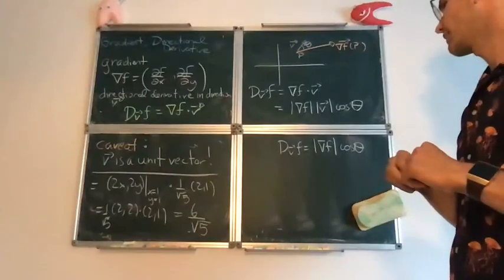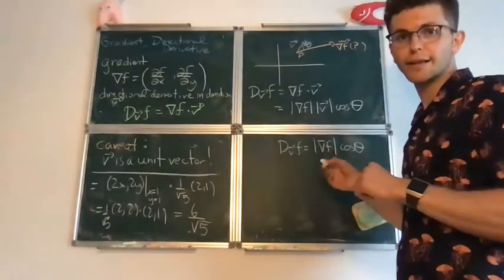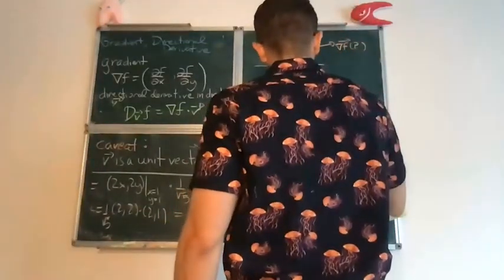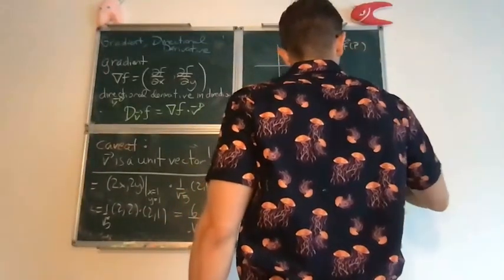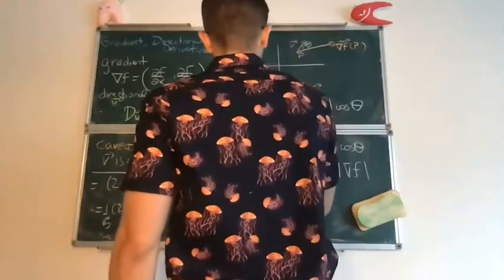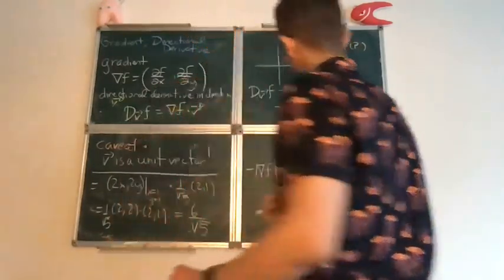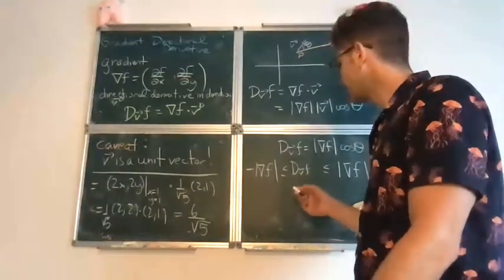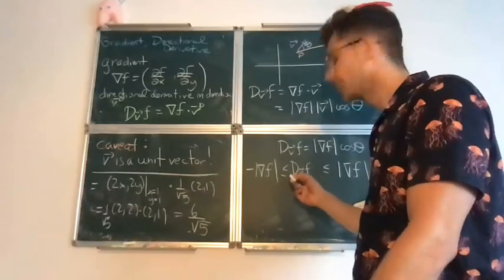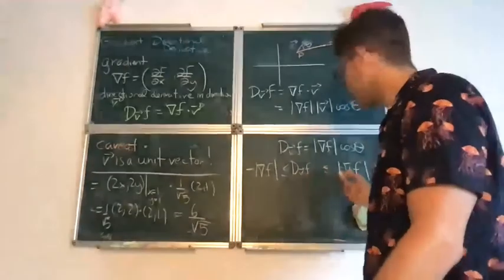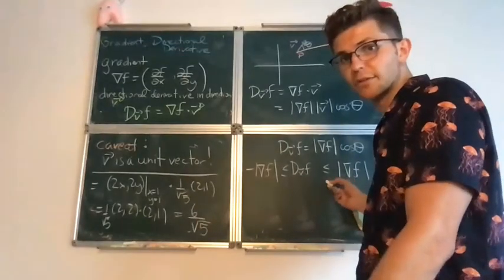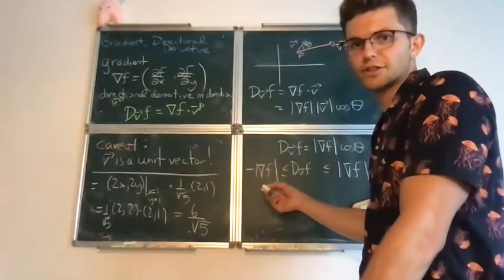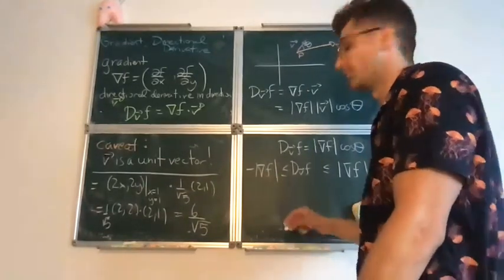And so in particular, because cosine of theta is between -1 and 1, this directional derivative is always between the norm of the gradient of f and minus the norm of the gradient of f. So again, this is the rate of change that you can measure of the function. And so this is saying that the maximum rate of change the function can experience is the size of the gradient, and the most negative rate of change that the function can experience is minus the size of the gradient.